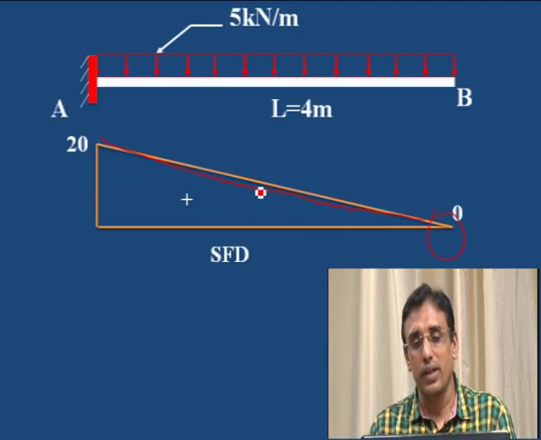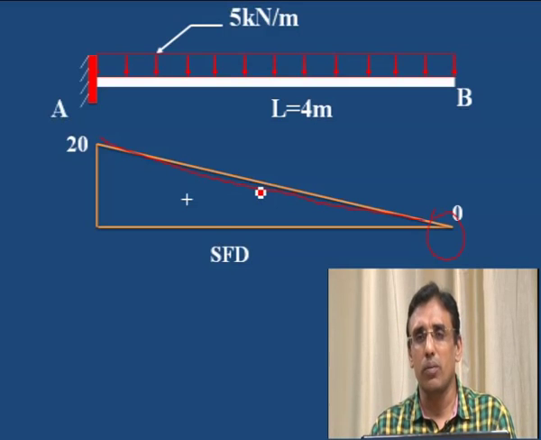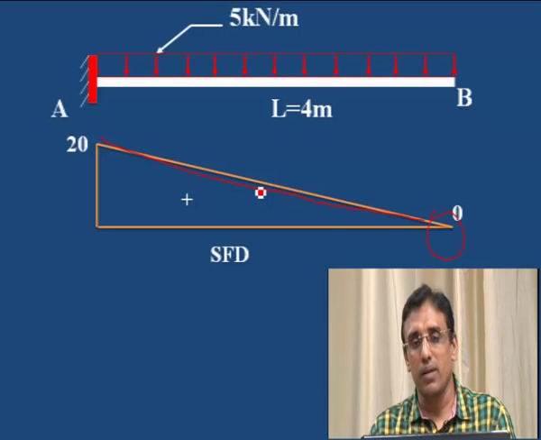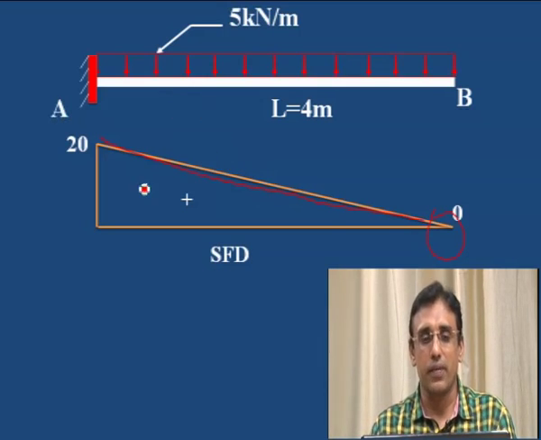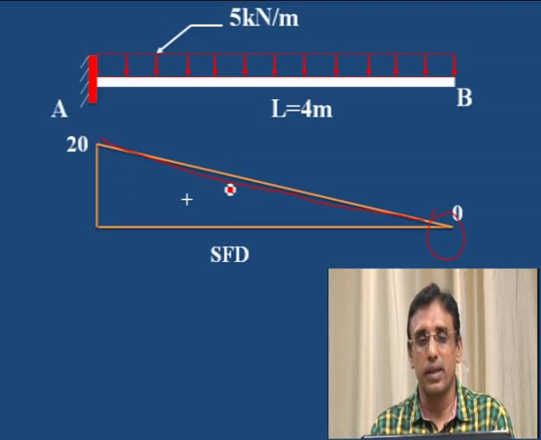That means whenever a point load occurs, at that point the shear force drops by the point load value. Whenever the UDL is given, that UDL portion is inclined. Where no load is there, it is a horizontal line.